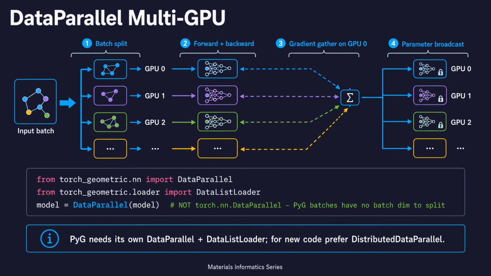plain torch.nn.DataParallel splits along a batch dimension, and a PyTorch Geometric mini-batch does not have one. It concatenates graphs into a single big graph with a batch index vector. So use PyG's own DataParallel together with DataListLoader instead, and for new code prefer DistributedDataParallel. Done correctly, this gives close to linear speedup across GPUs.